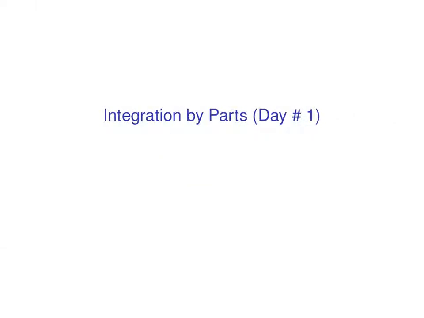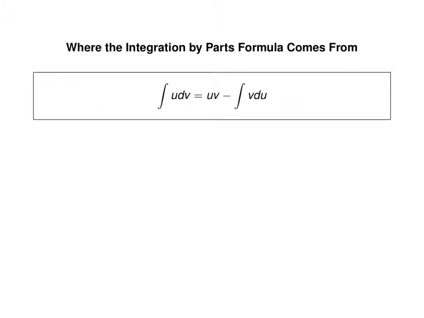In this lesson, we will learn how to use a technique called integration by parts to antidifferentiate some additional functions. So first of all, here is the integration by parts formula. It says that the integral of u dv is equal to uv minus the integral of v du. So first of all, let's talk about what that means and where it comes from.